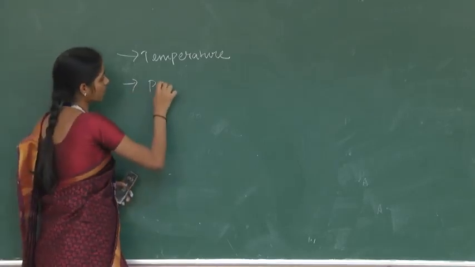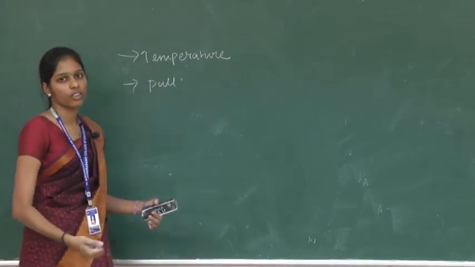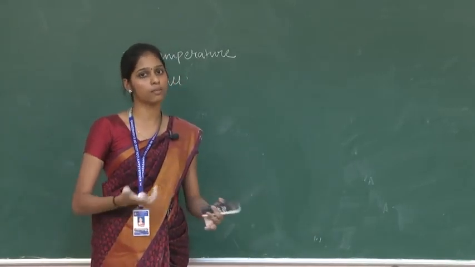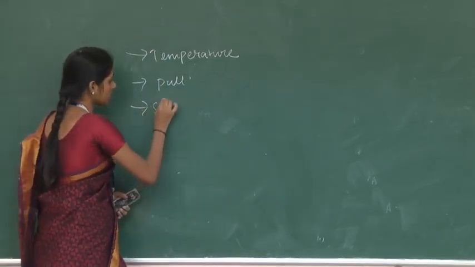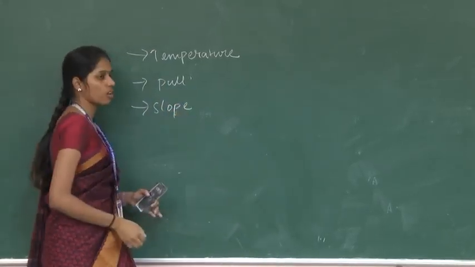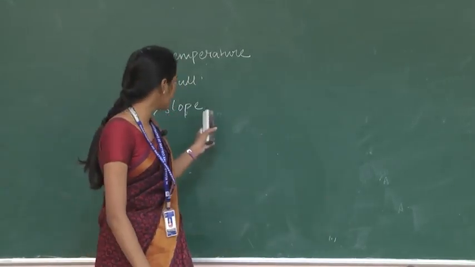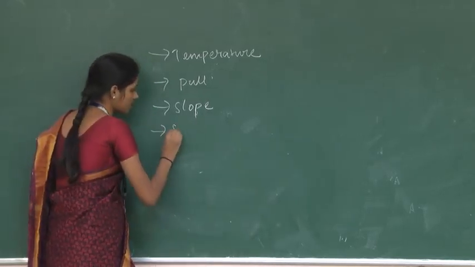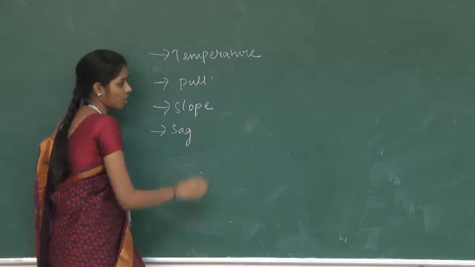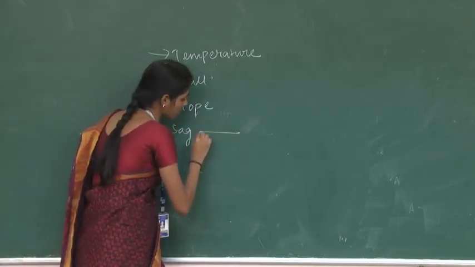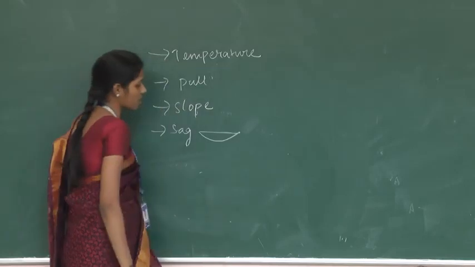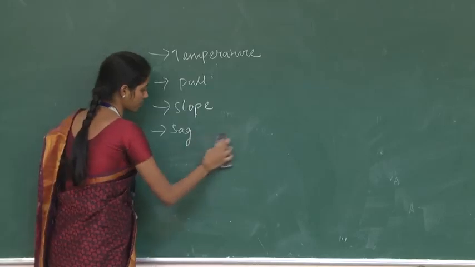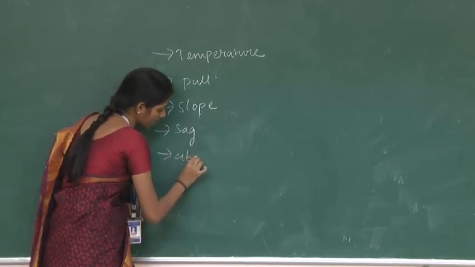Second one, pull. If you are dragging the chain, if we give a larger pull, the length of the chain can increase and the links will break down. Then slope. If you are chaining a sloping area, it can also produce considerable error in chaining. Sag. If the chain is not straight, there will be a sag. It will reduce the length to be measured. Then absolute length.